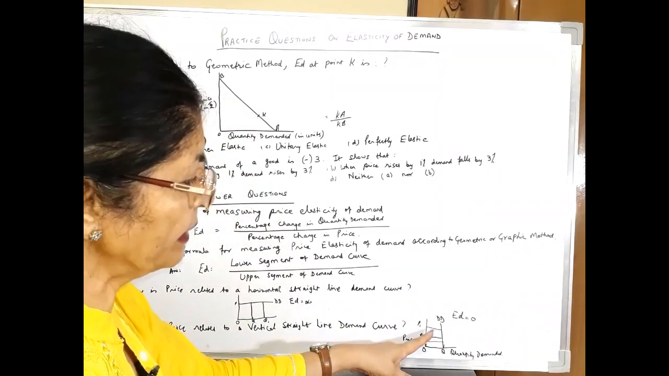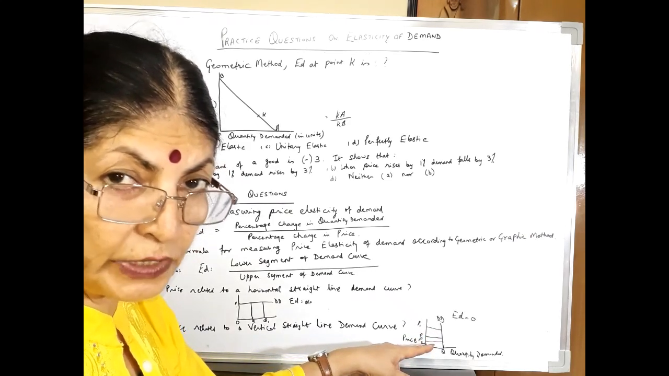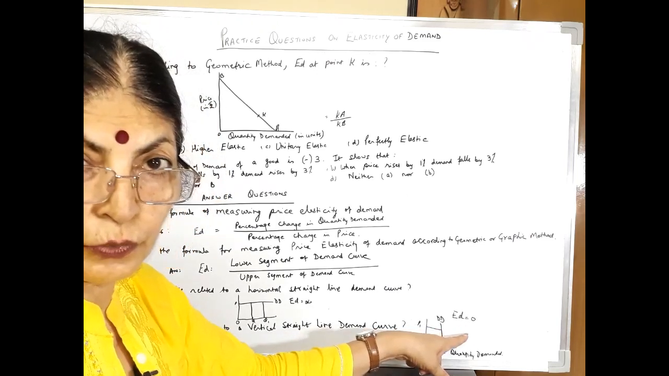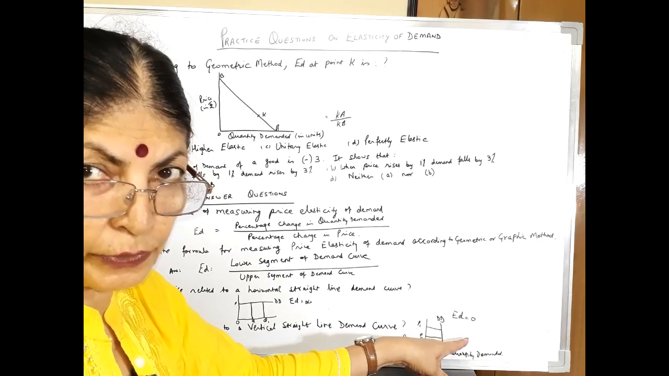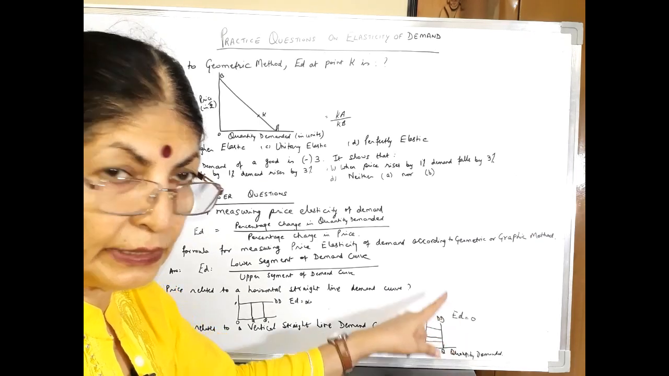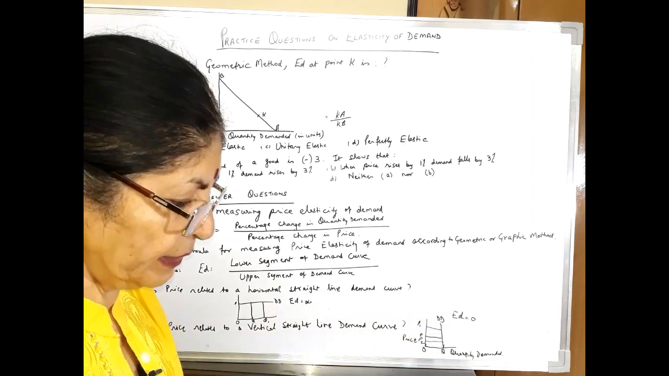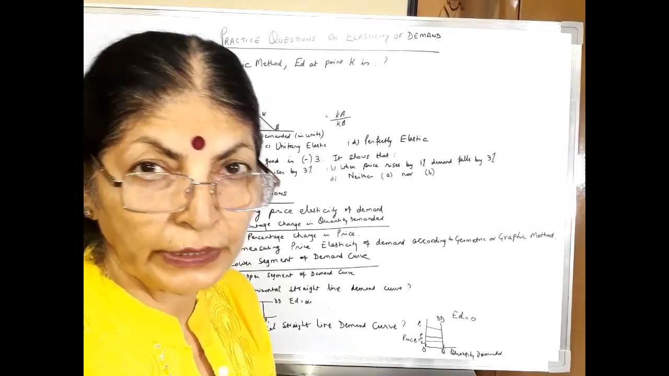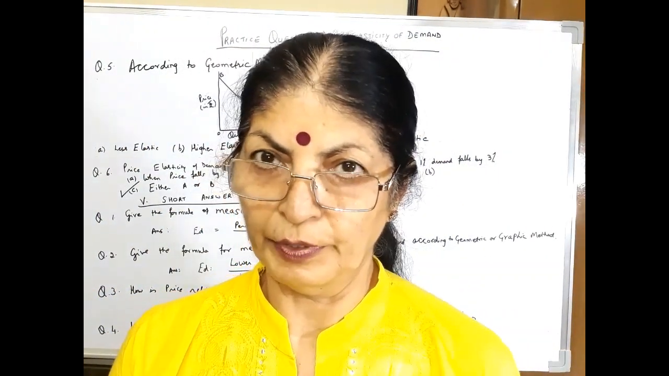Hence, in this case, since there is no change in quantity demanded despite a change in price, elasticity of demand is equal to 0. The answer in this case is elasticity of demand is equal to 0. So when there is a vertical straight line demand curve, elasticity of demand is equal to 0 since there is no change in quantity demanded. No matter whatever be the price, same quantity will be demanded.